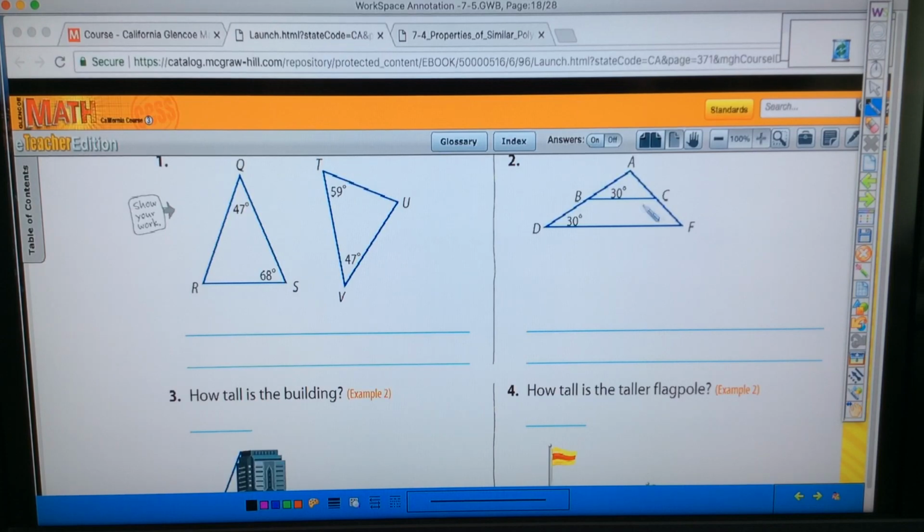Here's the deal: this is a scenario where you have a smaller triangle inside of a larger triangle. Well, we know that angle B and angle D are 30, right? We don't know what A is. We don't have enough information to figure out what A is. What about F and C?